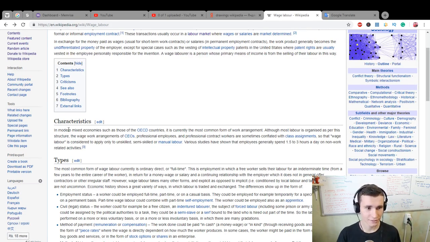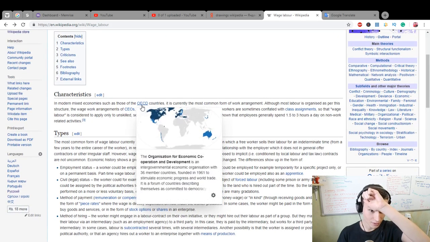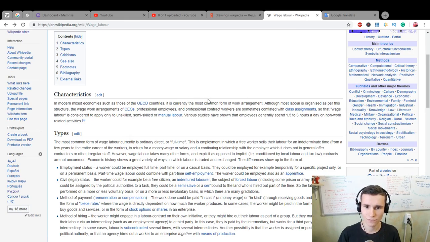Okay, characteristic in modern mixed economies such as those of the OECD countries. OECD is the Organization for Economic Cooperation and Development. It's an international economic organization with, okay, countries. It is currently the most common form of work arrangement.